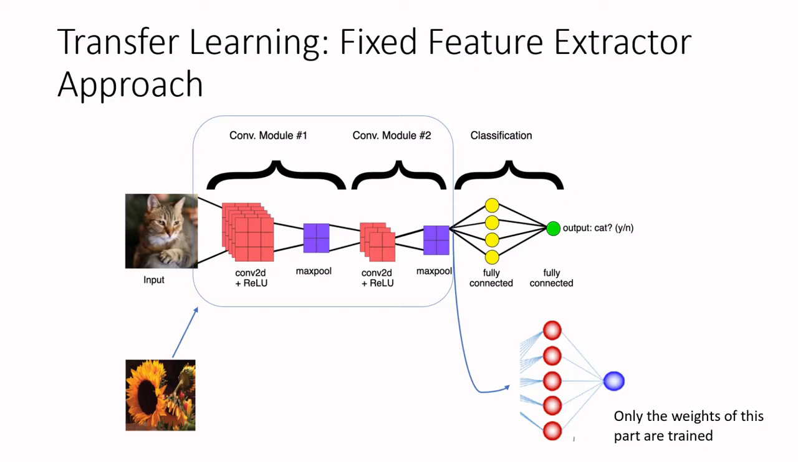So this approach is known as the fixed feature extractor approach, where you are making use of a trained convolutional neural network as a feature extractor. And those features are then used to design a classifier in the traditional machine learning approach. So this approach works pretty well for situations where the number of examples is really small.